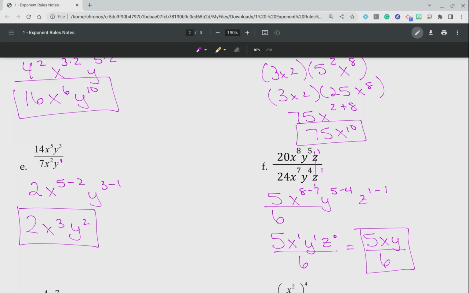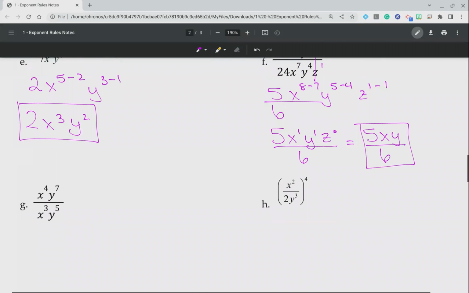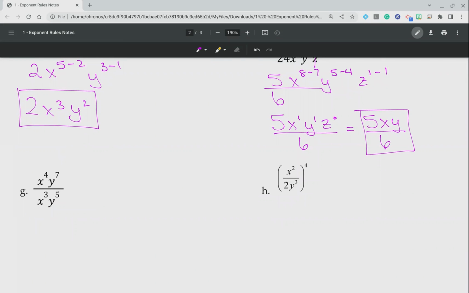All right, so a lot going on there. Make sure that you are using the coefficients as regular numbers. We're not doing exponent rules with coefficients. We're only doing exponent rules with exponents. All right, I would like you to go ahead and try letter G on your own.